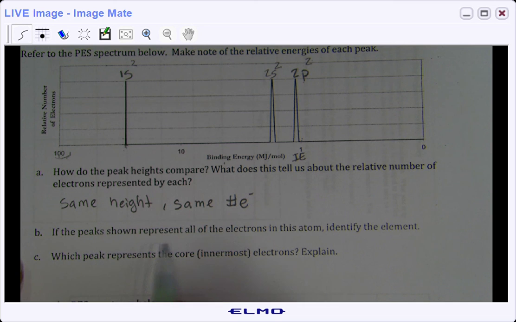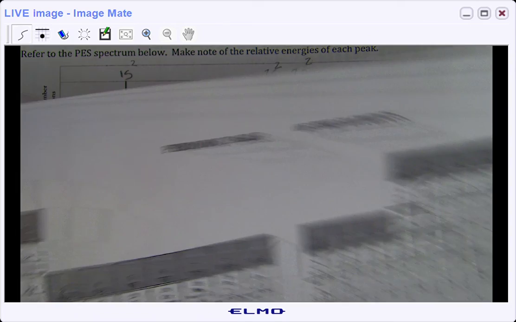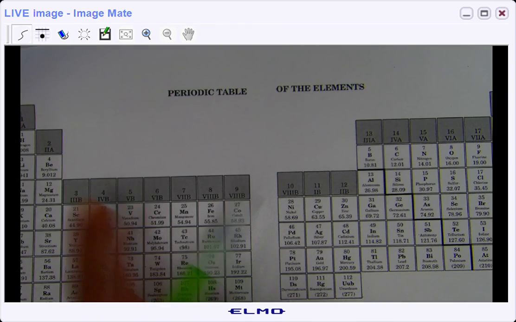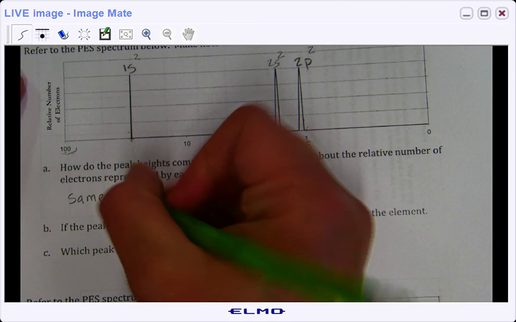So if the peaks shown represent all of the electrons, identify this element. So 1s2, 2s2, 2p2 is carbon.